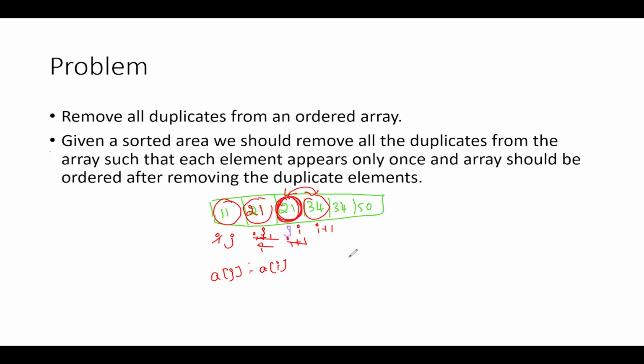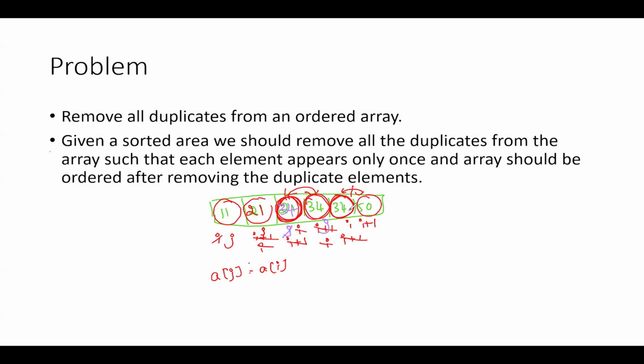Next, once again I increment i and i plus 1, and I compare 34 and 34. They are the same, hence I'm not going to write the value at j. I simply increment i and i plus 1. When I compare here, again they are not the same. Hence I write the value of i, that is 34, in the jth position, and increment the value of j.